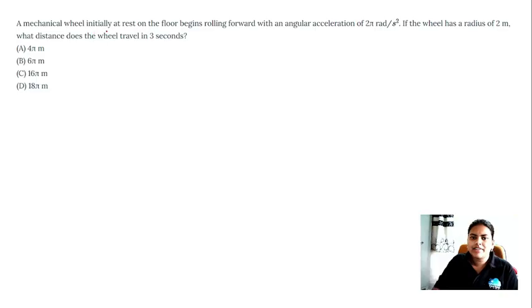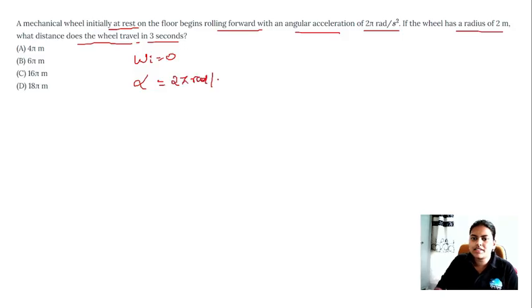A mechanical wheel initially at rest on the floor began rolling forward with an angular acceleration of 2 pi radians per second square. If the wheel has a radius of 2 meters, what distance does it cover in 3 seconds? Initially it is at rest, so omega initial is equal to 0, and the angular acceleration is given to us, which is 2 pi radians per second square.